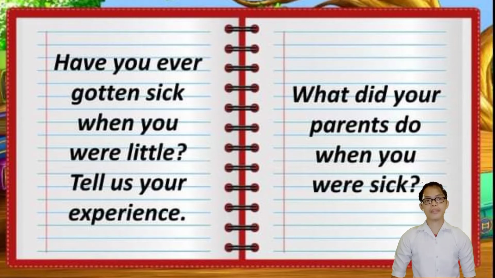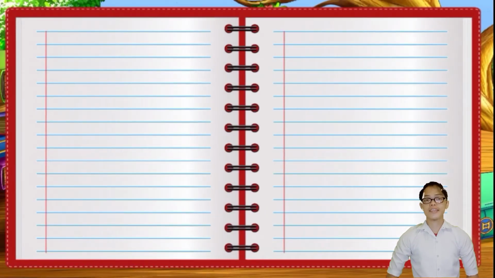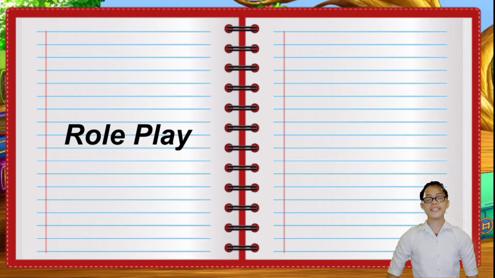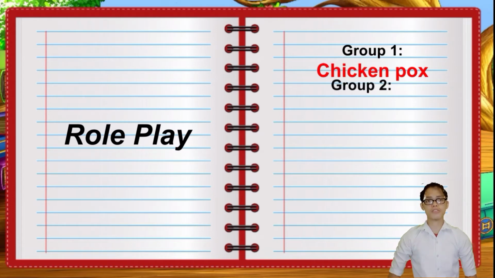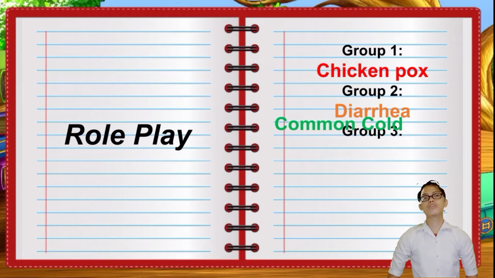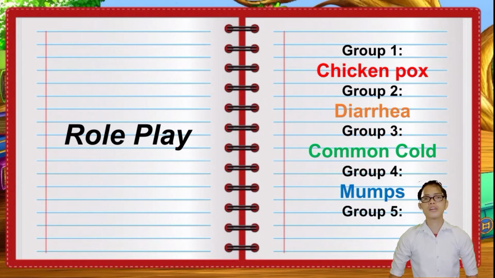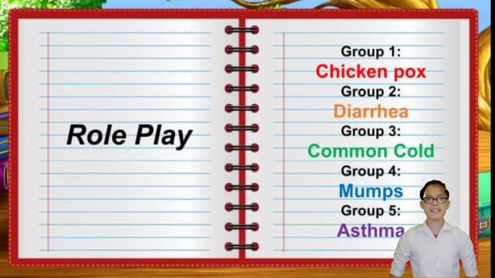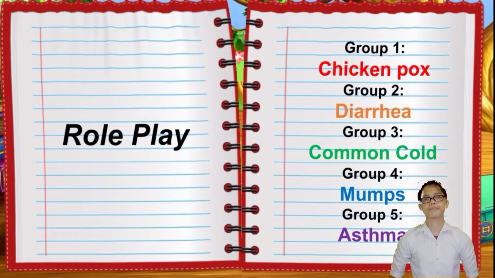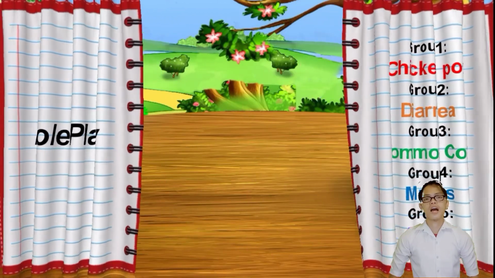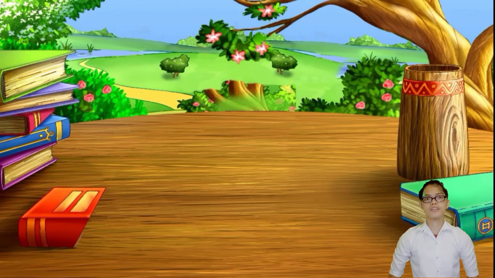Before we discuss our topic, form a circle with your group. The task is you need to make a short skit about the different common childhood diseases assigned to you and think what will be its signs and symptoms as well as possible things to do with it. So, group 1 will be assigned to chickenpox and group 2 diarrhea, group 3 for common cold, group 4 mumps, and lastly group 5 is asthma. I will just give you 20 minutes. After that, you're going to present.